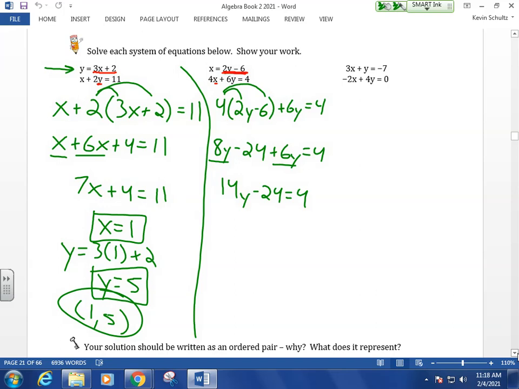Again, I'm not using opposite operations yet, because we haven't moved anything to the other side up until now. To solve this two-step equation, add 24 to both sides. To move it over, cancel it out from the left. 14y is 28. Then divide both sides by 14, and we get y equals 2. Okay?